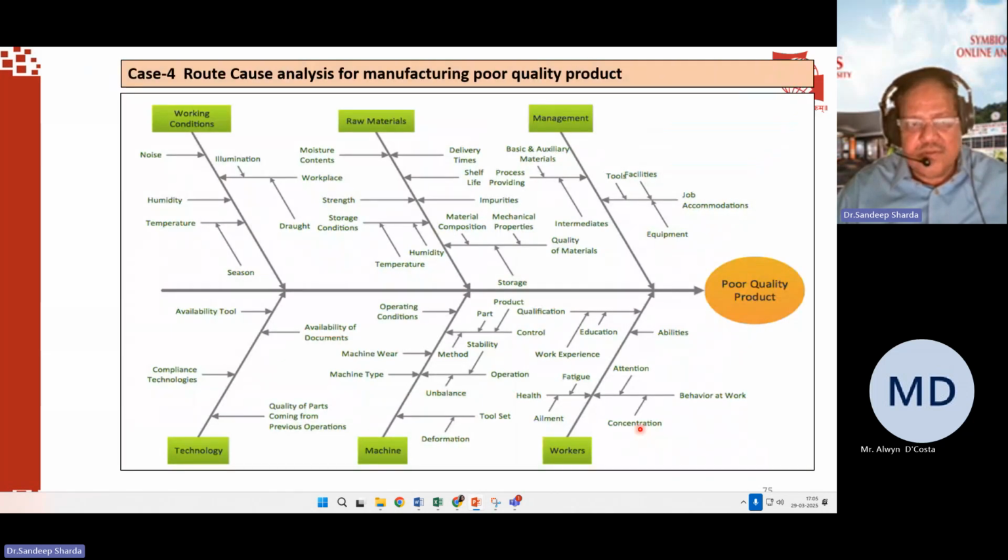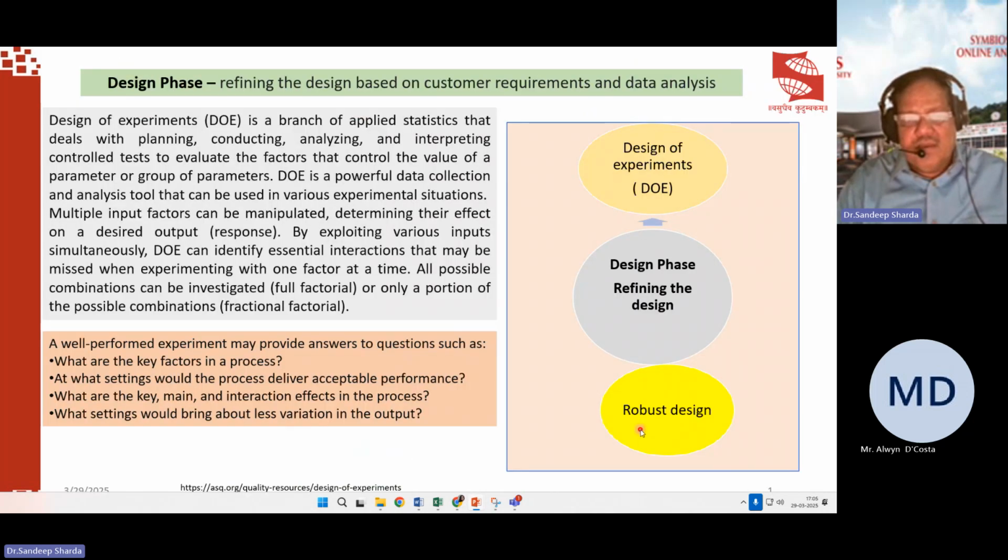We are going to go on to the DMADV measurement phase. Then the fourth phase, the design phase, is refining the design based on the customer requirement and data analysis. So we are going to go for design of experiment and robust design. There are different tools, but these are the two important ways of conducting the design phase, redesigning based on the customer requirement and data analysis.